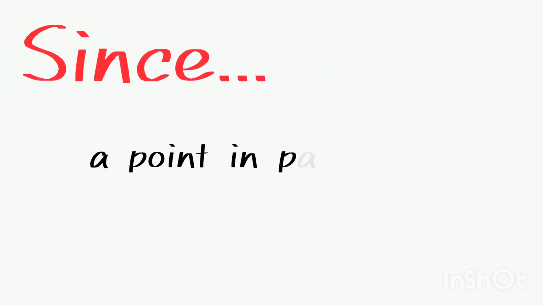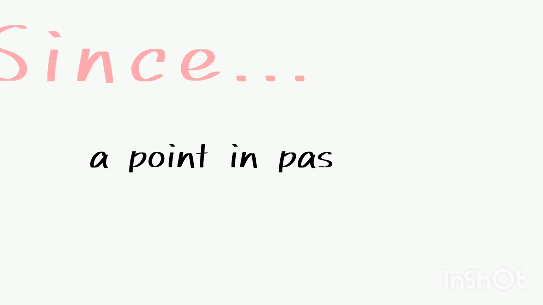We often use for and since with the present perfect continuous tense. We use for to talk about a period of time. We use since to talk about a point in past time.